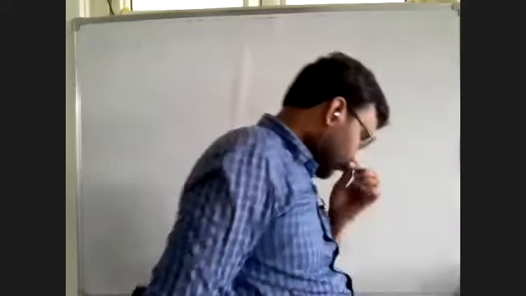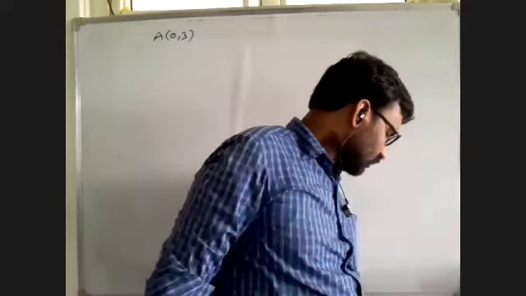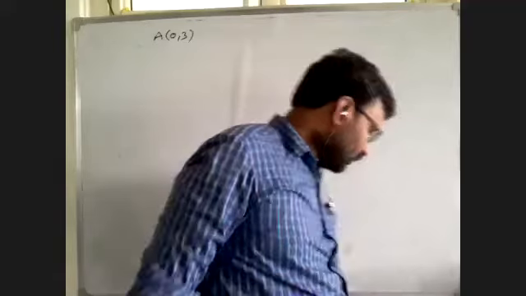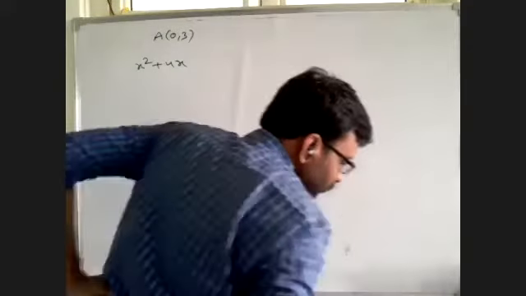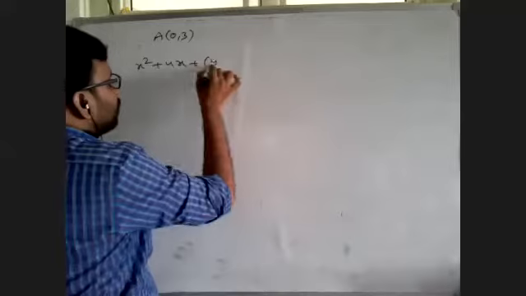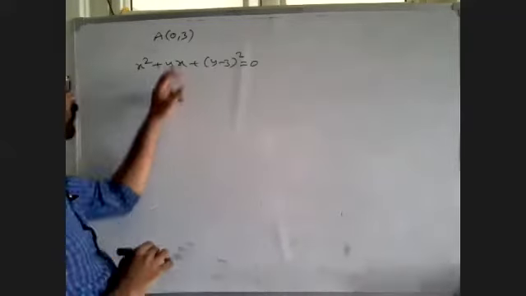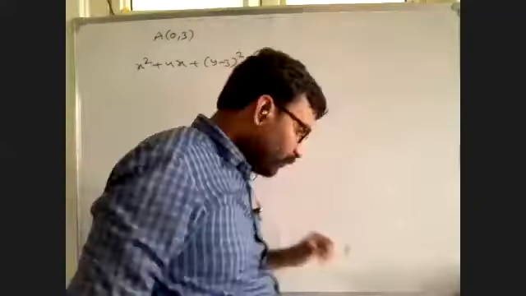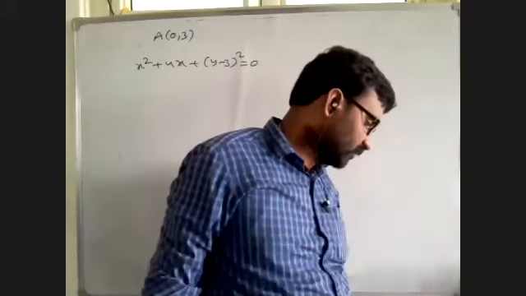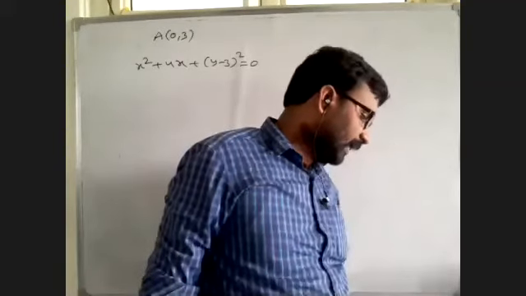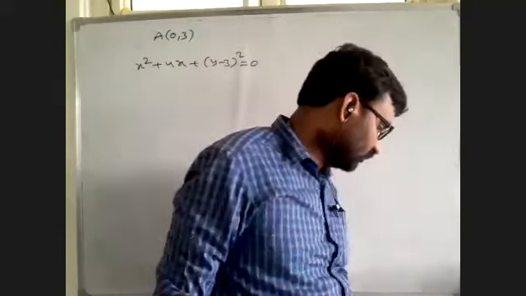From a point A (0, 3) on the circle x square plus 4x plus (y minus 3) whole square equal to 0. This point lies on this circle. From the point A (0, 3) on the circle, a chord AB is drawn.